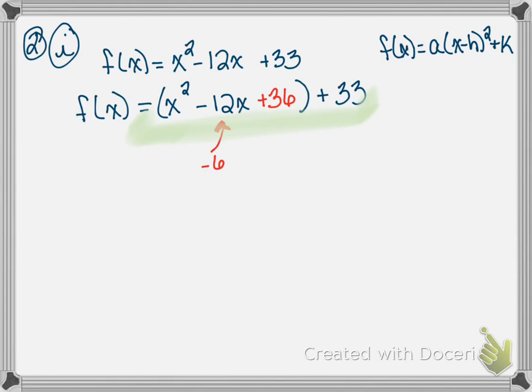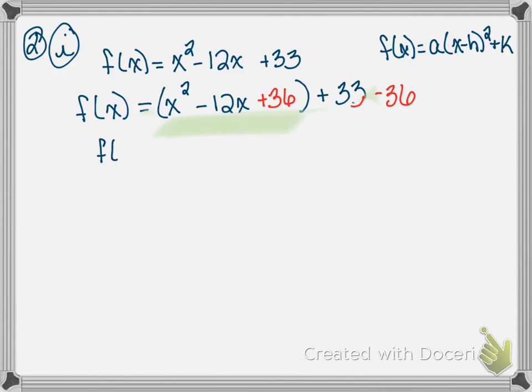Because I added 36 inside the parentheses, I need to subtract 36 on the outside of that parentheses. Okay? So if I add 36 and subtract 36 on the same side of the equation, then I am okay. So I have kept it balanced. Now I am going to factor this trinomial right here.